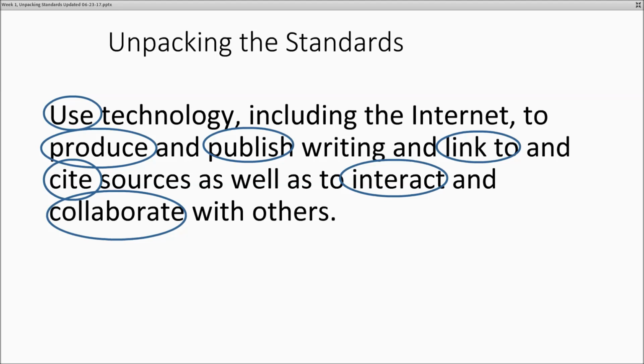Good. Yeah, there's a lot. There's 7 of them. You're going to use some kind of resource. You're going to produce and publish something, link to and cite stuff, and interact and collaborate. Yeah, 7 different skills. So like we talked about just now, you might not want to do all of those in the first go around with the standard, right? So those are our skills.